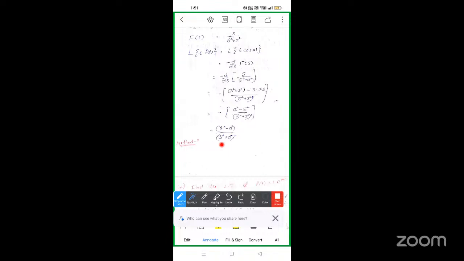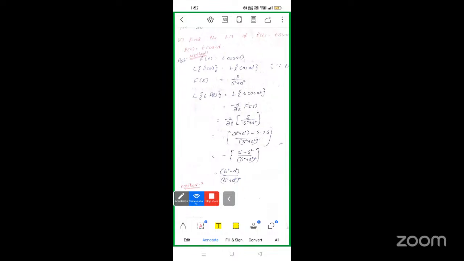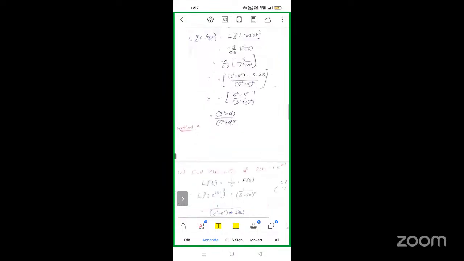So that is the Laplace transform of t into cos at. Similarly, we can find out the Laplace transform of t into sin at also.